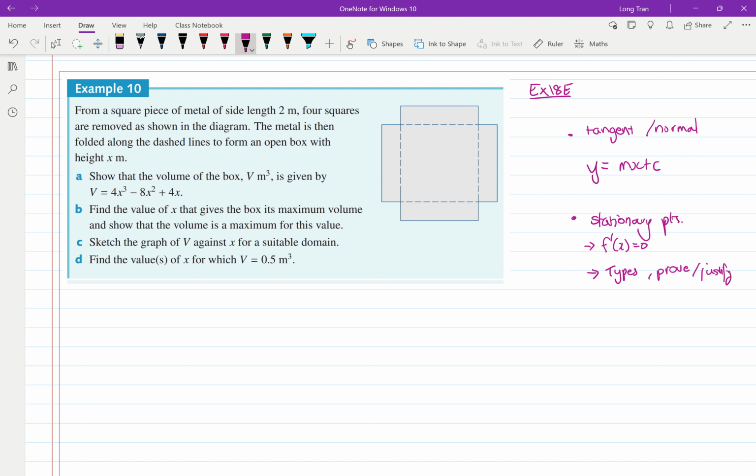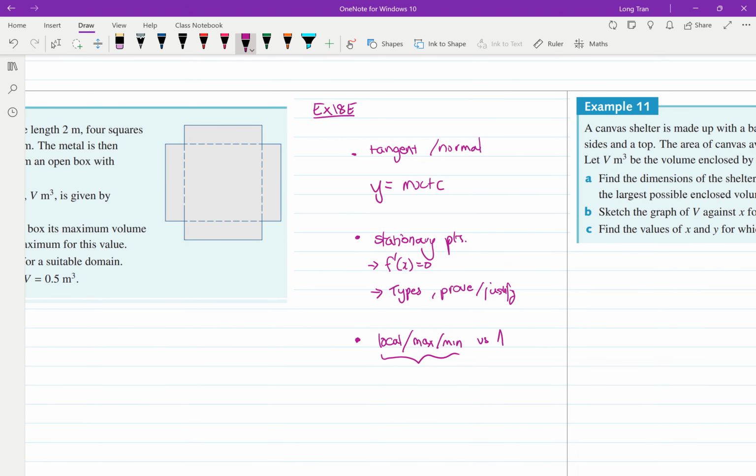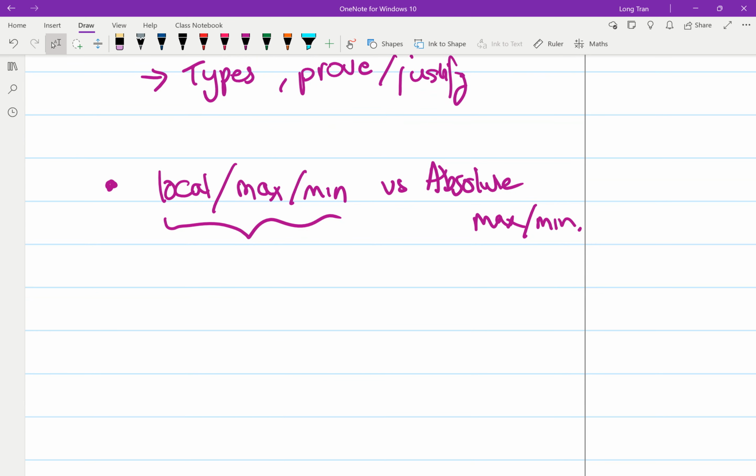Okay, so at this point, you've got stationary points. Those two should lead into our last part, the difference between a local max or a min, so stationary points, versus absolute max and absolute min. In order to do this last component, you should know this part, from stationary points and how to find the types of stationary points. What is an absolute max or absolute min?